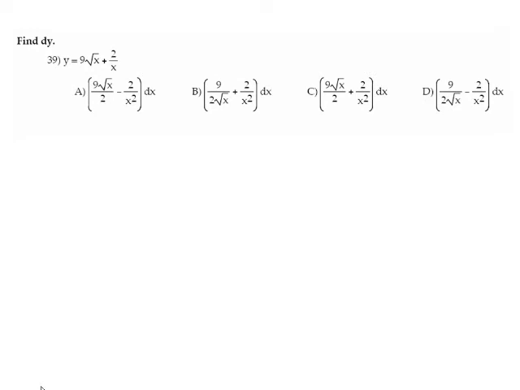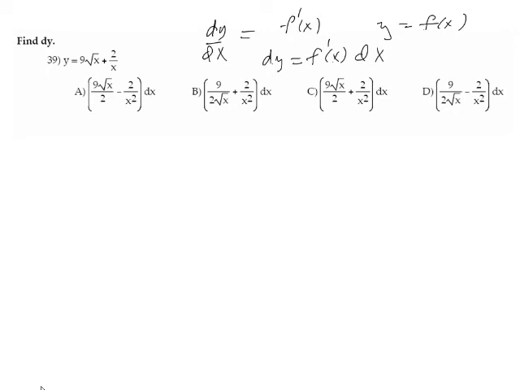Okay, number 39 is to find the differential dy. Key thing to remember here is if you have dy/dx, where y is a function of x, dy/dx is then simply f prime of x. So dy is equal to f prime of x dx.